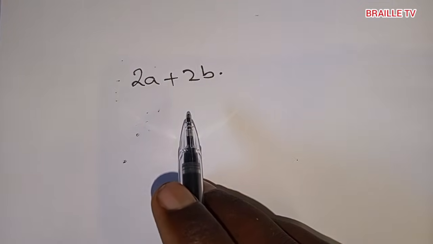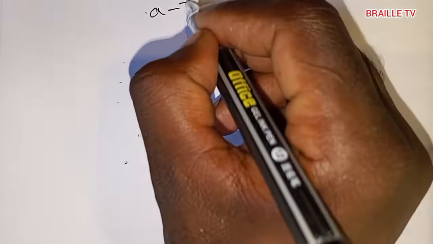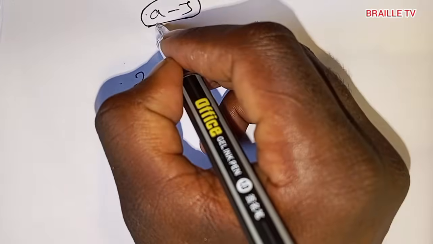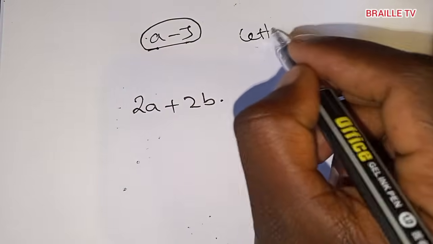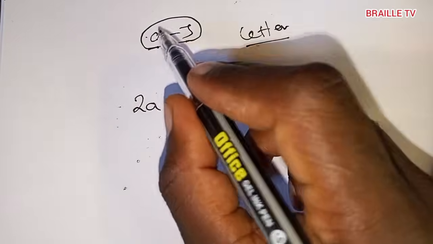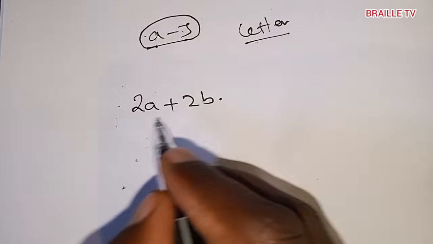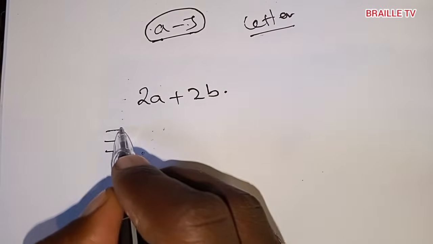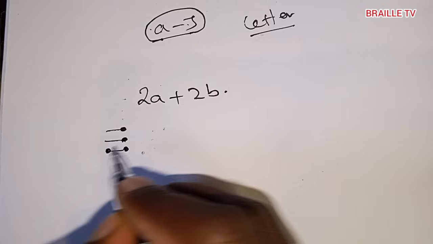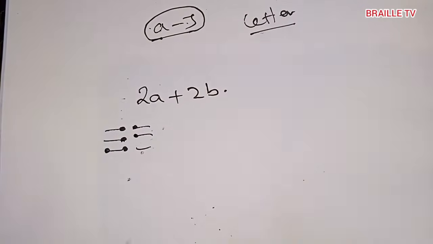2a plus 2b, yeah? Sasa hapa, when writing letter A up to J, okay, in mathematics, you must put a letter sign, because this A to J, they are also used as numbers. Now listen, 2a plus 2b. Wacha tuandike kwanza hapa alafu tueleze. So numeral sign, then 2.